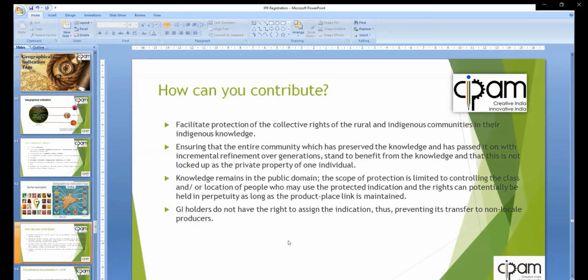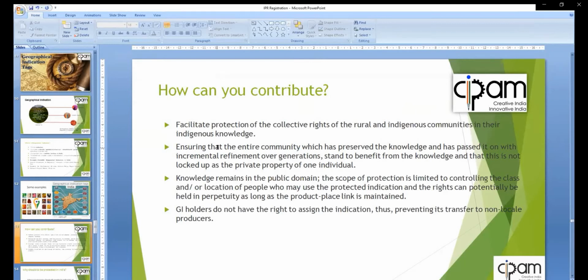So how can we contribute? We have to facilitate protection of the collective rights of rural and indigenous artisans. And we have to see that no outside company or intruder copies their right, or makes some conflicting product related to them, or sells in their name.